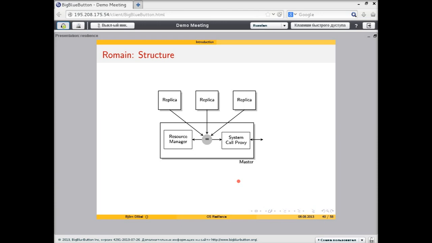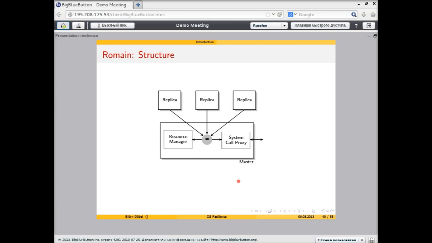So what happens when our 3 replicas perform a system call is the master actually performs the system call once on behalf of the replicas. The system call is not executed 3 times. The master then waits for the result of the system call and injects this result into the replicas and then lets them execute again with these identical results. So this is one of the tasks the master has.